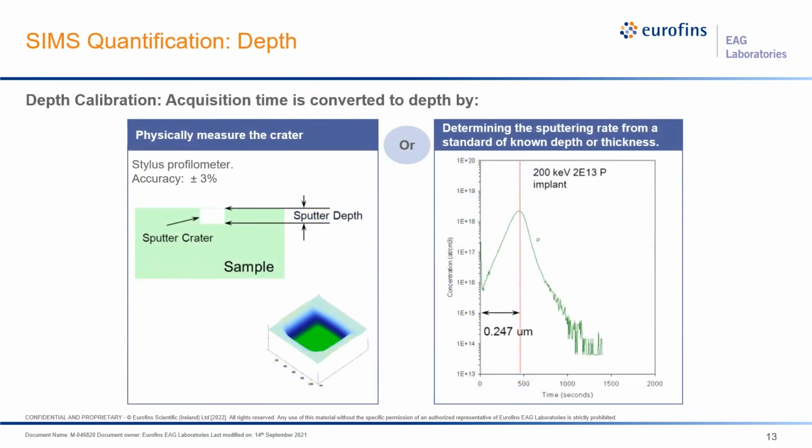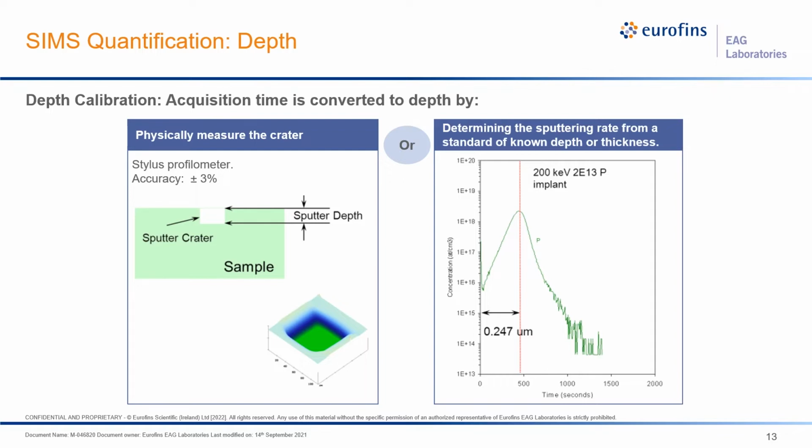The depth axis in SIMS is calibrated in a very simple method. After the measurement, we do a stylus profilometer measurement of the sputtered crater, and then from that we calculate a sputter rate, and we convert the timestamp of each data point into a depth. We sometimes also use standard materials which have a known depth or thickness to calibrate the sputter rate as well.